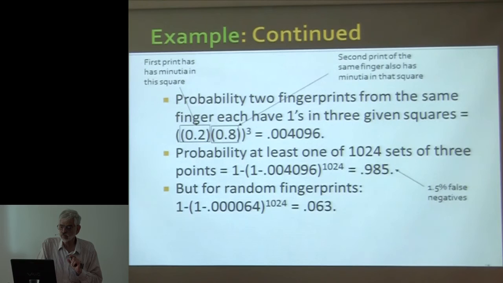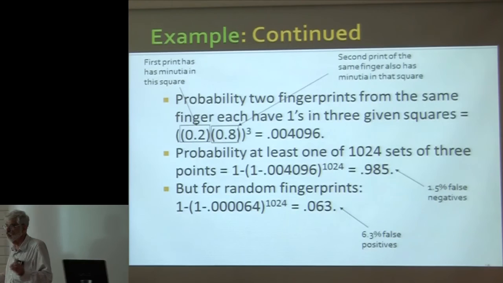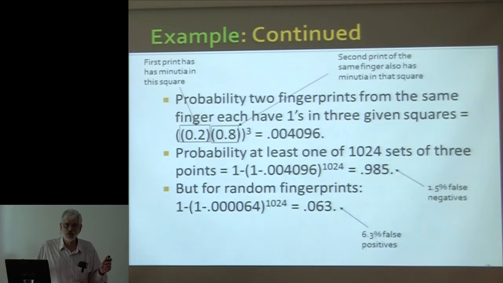And now for random fingerprints, it's the same formula, except you use this number. This is the probability, 0.2 raised to the 6th power, that they wind up in the same bucket. And when you do the arithmetic, you get about 6.3%. So that says 6.3% of your pairs of fingerprints will actually wind up in the same bucket at least once and have to be compared. Okay, that's not great, frankly, because there are so many pairs, even 6% of them are too many to look at.